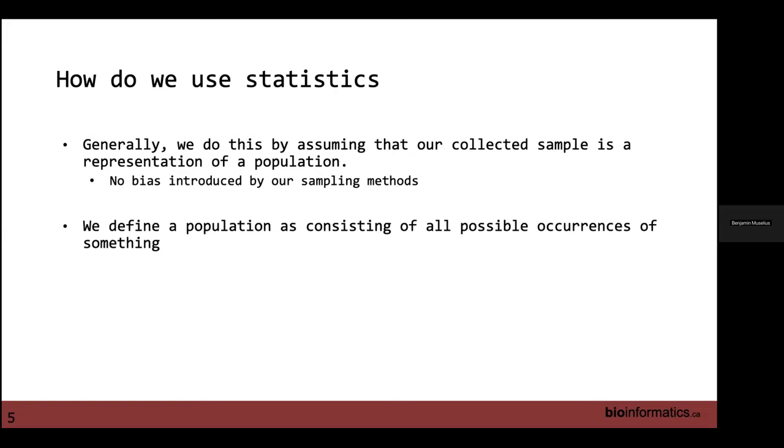So, how do we apply statistics? The general guiding principle in statistics is that we assume that our collected sample is representative of a population. This idea goes back to what Florence talked about in the afternoon yesterday of randomization and collecting our samples, right? The first thing we want to do when we're measuring an effect is make sure that we are not creating that effect by something we're doing when we're sampling.